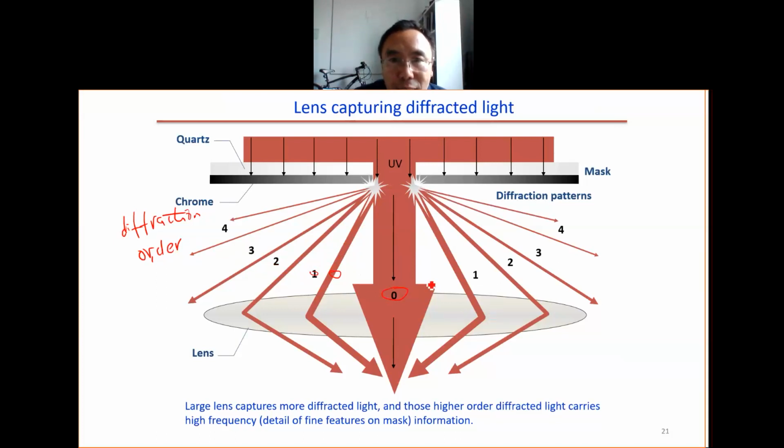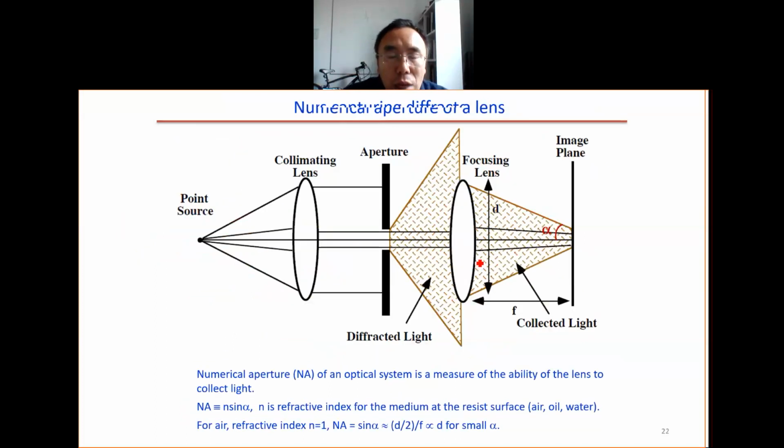So how much light is collected? This depends on the size of the lens. Obviously, the larger the lens, the more diffracted light will be collected. So the capability of the lens to collect the light is the numerical aperture. Numerical aperture is a measure of the ability of the optical system, of the lens, to collect the light. It's defined as n sin alpha.